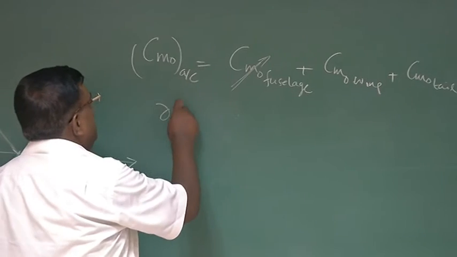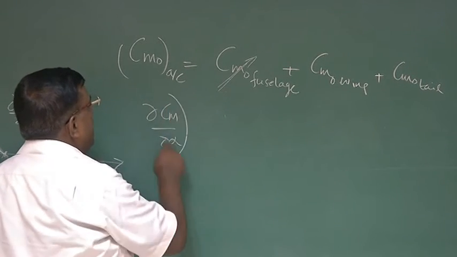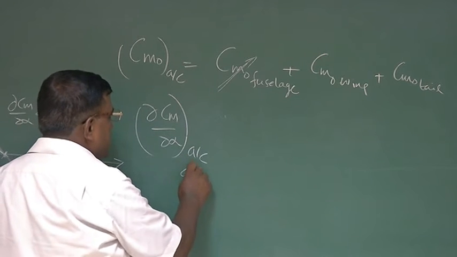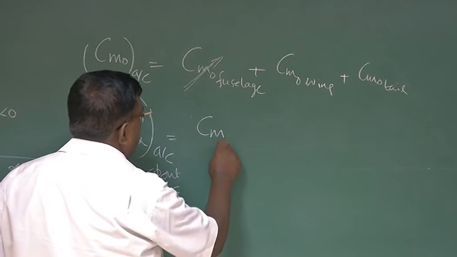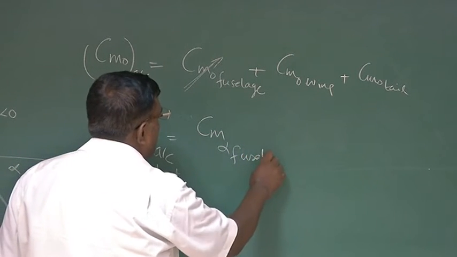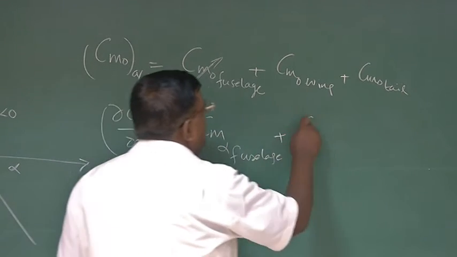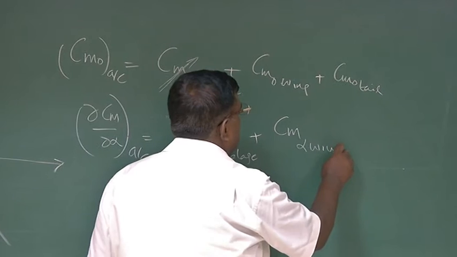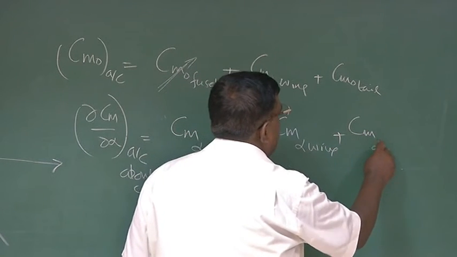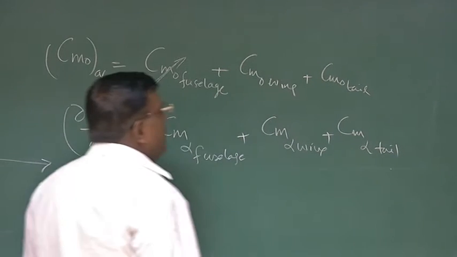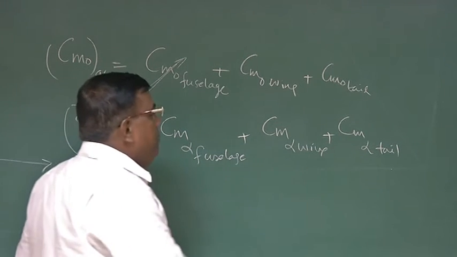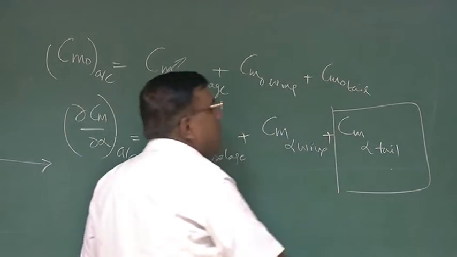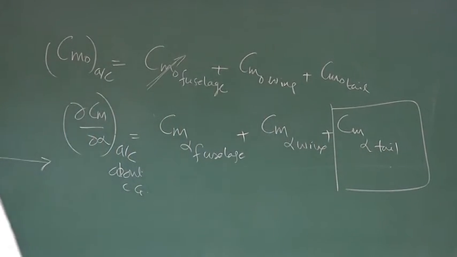Then similarly, dCm by d alpha, for the whole aircraft, which is about CG, we haven't forgotten that, about CG, the contributors will be Cm alpha fuselage, similarly Cm alpha wing plus Cm alpha tail. But you can very well appreciate that the Cm alpha, the static stability part, we are expecting it primarily from the tail, and that is why this is also called horizontal stabilizer.